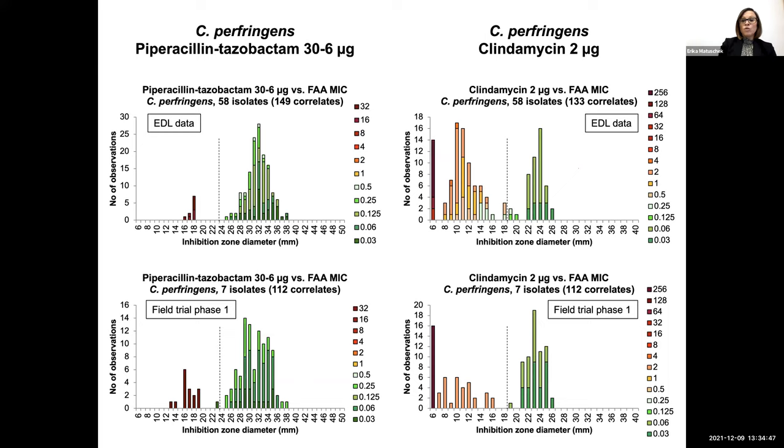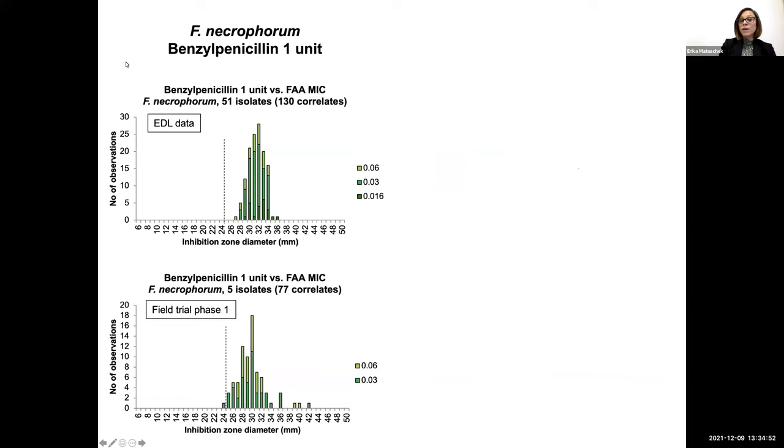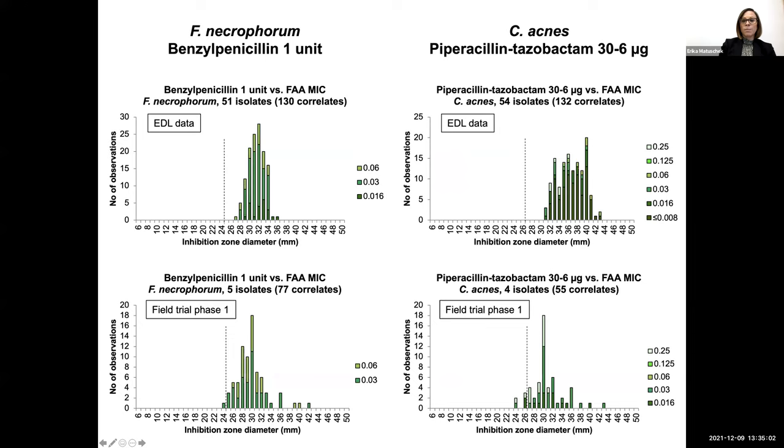And then to my two final examples, which are for species and agents where we don't have any resistant isolates. That is also sometimes the case: Fusobacterium necrophorum and benzyl penicillin, and then Cutibacterium acnes with piperacillin tazobactam. And as you can see here, we only have susceptible isolates.